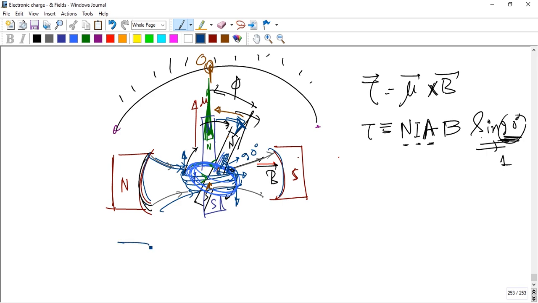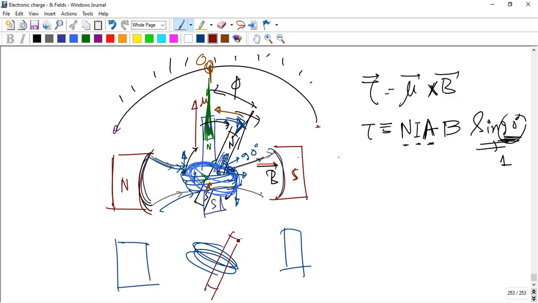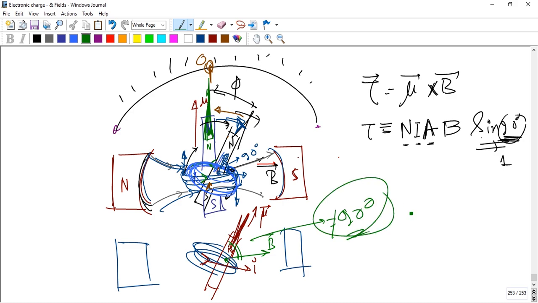Otherwise, if I draw a straight line here, and the coil turns here, with the indicator attached to the bar magnet here, now the current direction is I, mu is in that direction, and B is in that direction. So this angle is not 90 degrees, it is some other value, like less than 90 degrees. So that's why this tau would change.